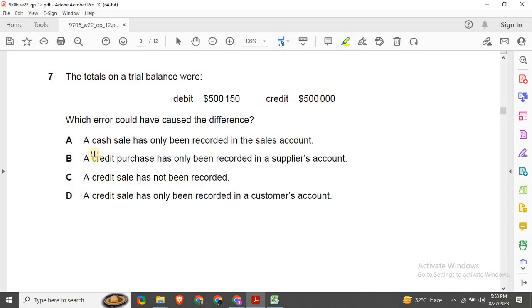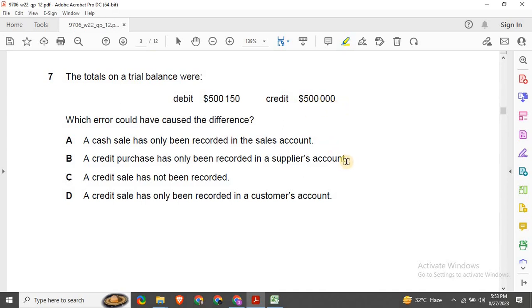Number B, a credit purchase has only been recorded in supplier's account. So when you purchase goods on credit from a supplier, that entry was recorded only in supplier's account. Supplier account has a credit balance, so it will be recorded on the credit side. So credit side should have been more, but in this case it is less. So this is also not the correct option.